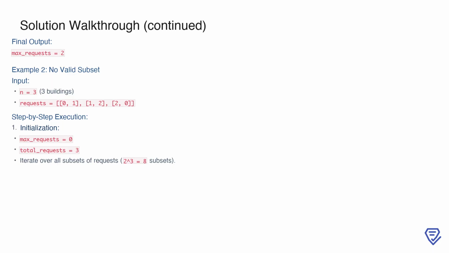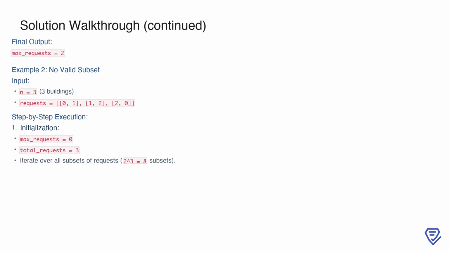Moving to a more complex scenario, we now consider an example with 3 buildings and 3 requests. The input specifies transfers from building 0 to 1, from building 1 to 2, and from building 2 back to 0. Once again, we initialize max_requests to 0, and the total number of requests is 3.